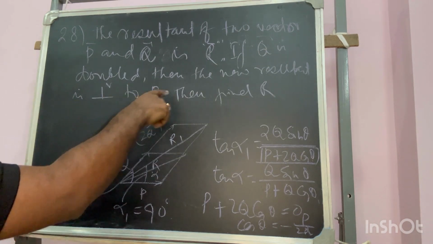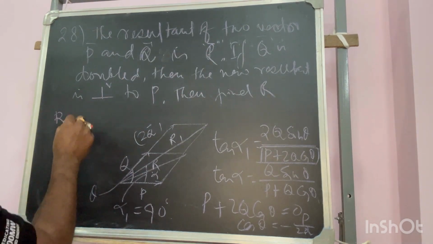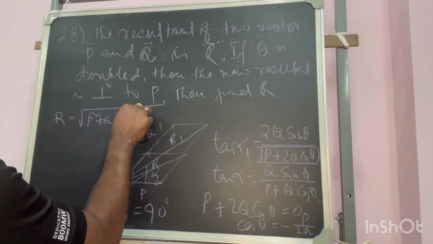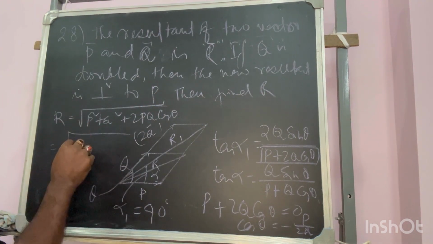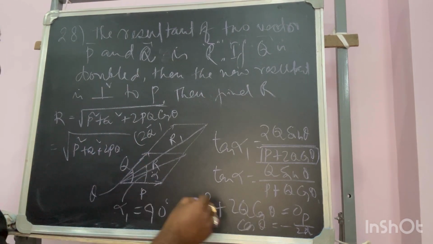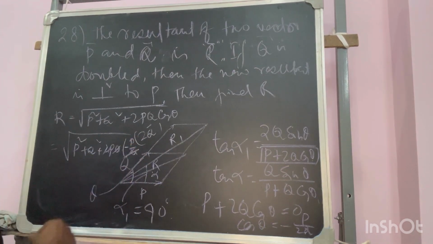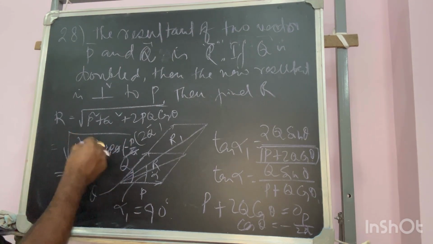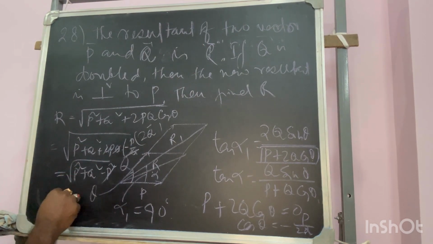Okay, now the resultant, the R. First case R was this one, which is under root of P square plus Q square plus 2PQ cos theta. Now cos theta is this one. If I calculate it, it is Q square plus 2PQ, and cos theta is equal to minus P by 2Q. So 2Q will be cancelled out. This will be minus P square. So ultimately this will be P square plus Q square minus P square. So ultimately this will be Q.